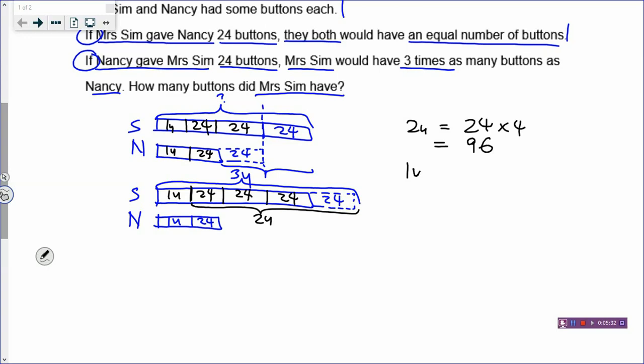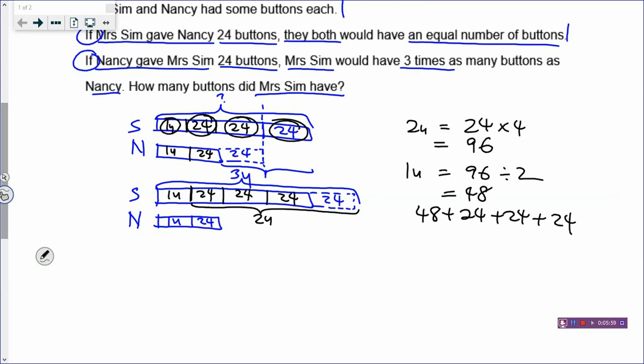The next step is to find 1 unit, and you take 96, and then you divide by 2, and your 1 unit is 48. Okay, so can you find how many buttons did Mr. Sim have? So you have 1 unit, which is 48, then you just plus 24, 24, and 24, right? So you have 48 plus 24 plus 24 and plus another 24. So let's work out. Mr. Sim has 120 buttons, right?